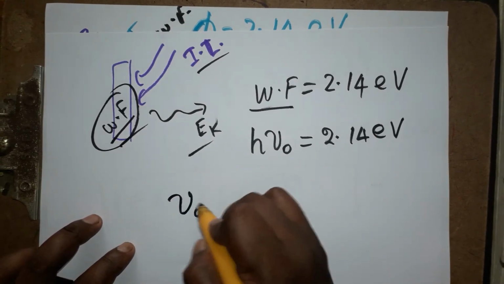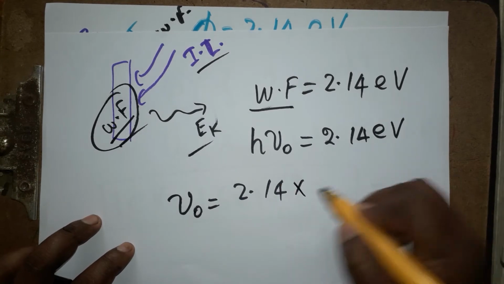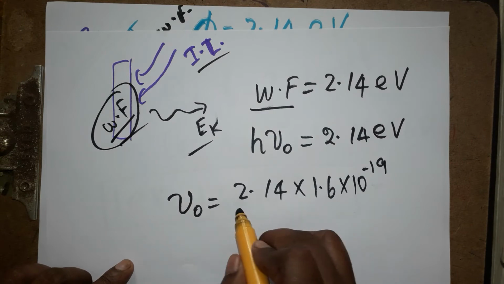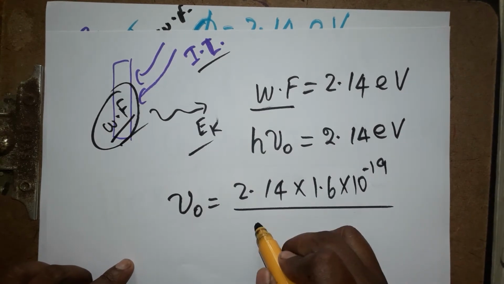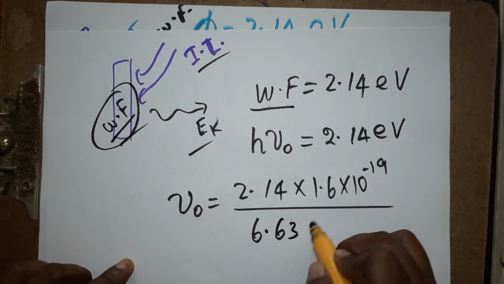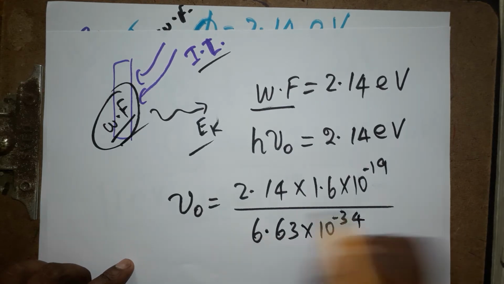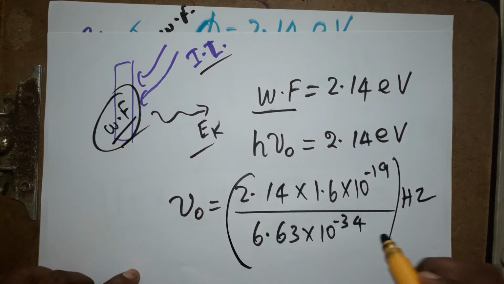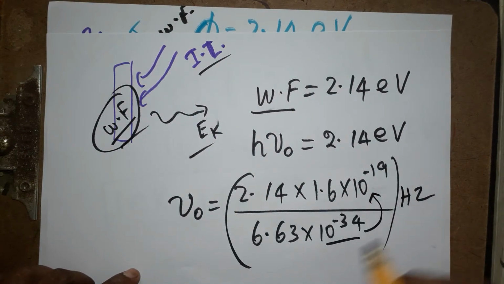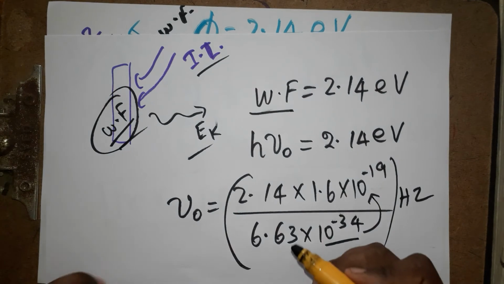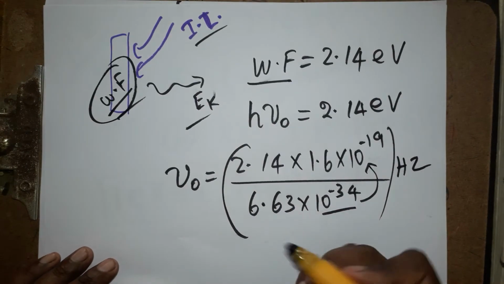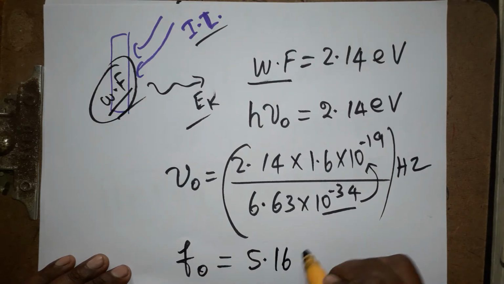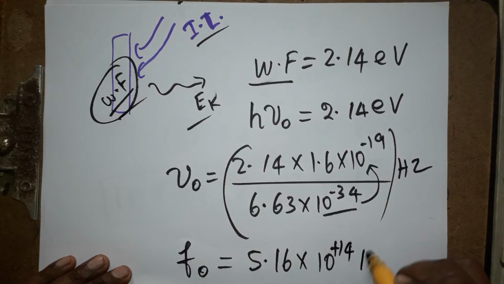So we want the threshold frequency. It is going to be 2.14 eV, which is 1.6 into 10 power minus 19, definitely we should do this problem in joules. I am bringing h as the denominator. h is the Planck constant, 6.63 into 10 power minus 34. It is frequency, so the SI unit is hertz. If you do this full calculation, finally you will get the threshold frequency. Threshold frequency is equal to 5.16 into 10 power plus 14 hertz.